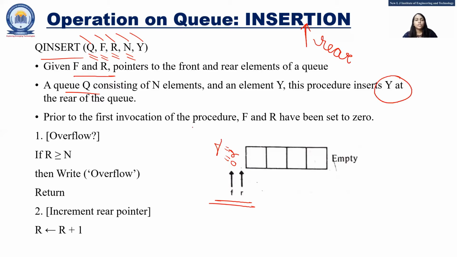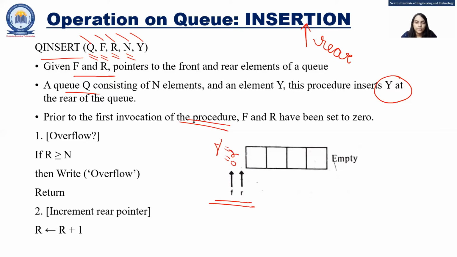Prior to the invocation of the procedure, F and R have been set to 0 if Q is empty. Now students, in what scenario do we have to check whether insertion is possible or not? We first need to check if the queue is full, because if the queue is full, we cannot insert. If the queue is empty, we can easily insert, but here we need to check the overflow condition.